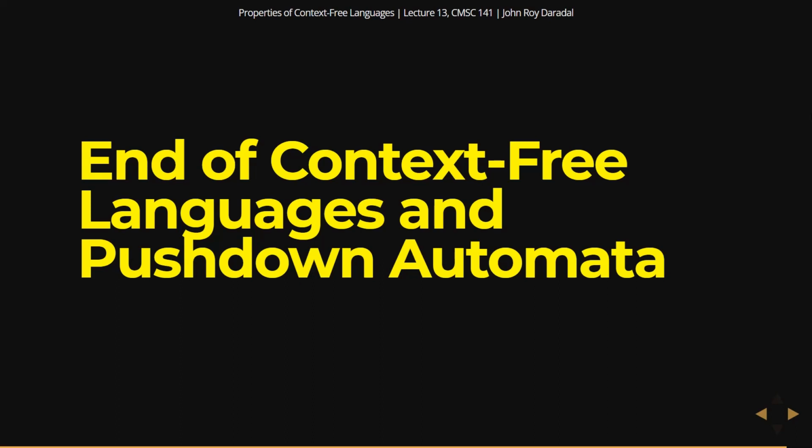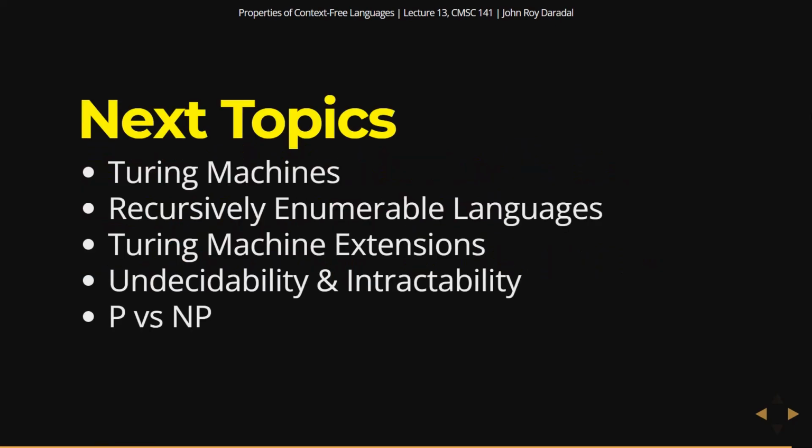So this is the end of our topics for the second long exam. Next we will have our second long exam, and then in the following weeks we will have the final set of topics, which would be about Turing machines and recursively enumerable languages. We'll also talk about Turing machine extensions, and then we'll dabble a little bit in theoretical computer science, talking about undecidability, intractability, and the P versus NP problem. So that would be all in the last part of our ComSci 141 course.